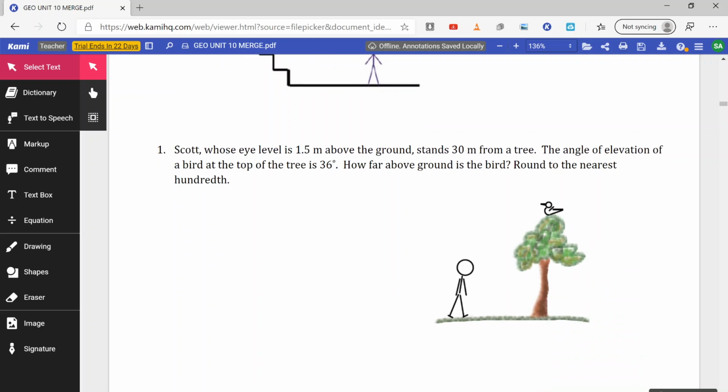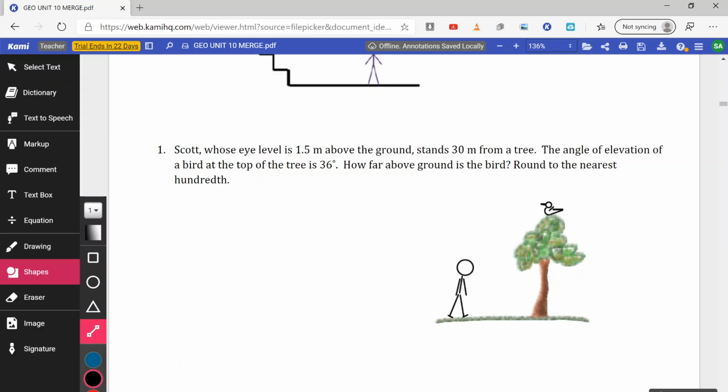Such as in this first problem, we have Scott, whose eye level is 1.5 meters above the ground, 30 meters from a tree. The angle of elevation to the bird at the top of the tree is 36 degrees. How far above the ground is the bird? Round to the nearest hundredth. So we've got 2 decimal places to round to. So first things first, we're going to mark up this picture a little bit.